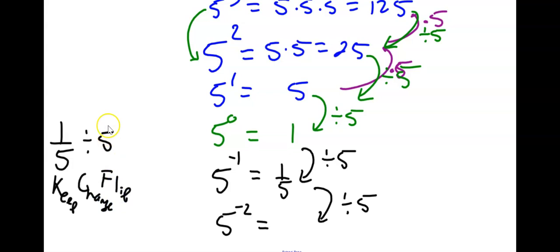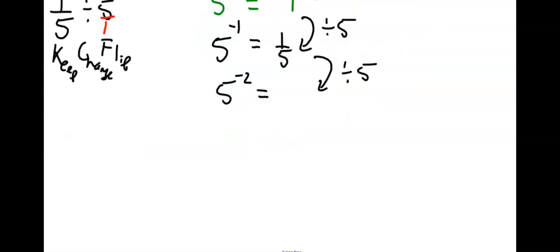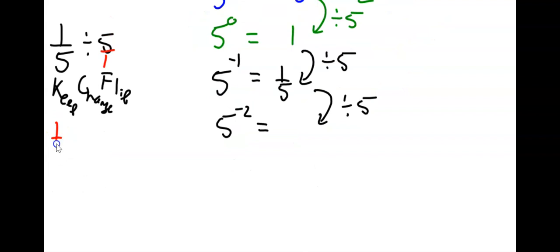And you may be like, well, how can you flip this number if it's just a number? If you're dividing by a whole number, technically it's over 1. So if you keep, change, flip, it's 1/5 times, flip this upside down, make it 1/5. Well, now you can do 1 times 1 to make it 1. 5 times 5 would be 25. So that'd be 1/25.